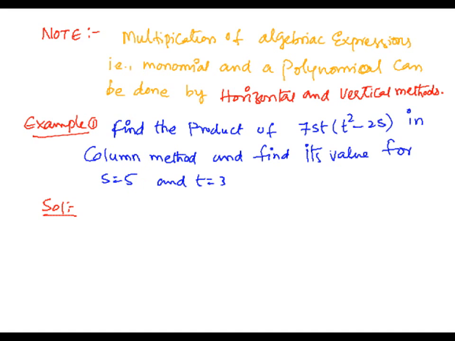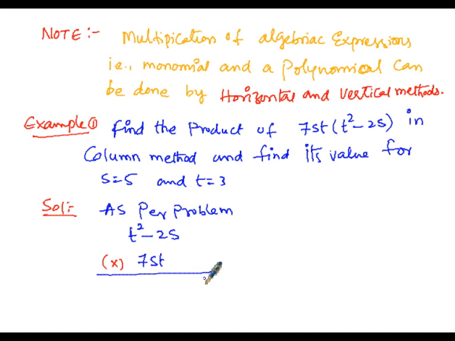Then now here, as per the problem, since we have to multiply 7st and t square minus 2s column-wise, let us first write the polynomial, that is t square minus 2s, in the first row. Then we have to multiply. Here the operation is multiplication, with the monomial, that is 7st. Here t square's coefficient is 1. First of all, let us multiply 7st with the first term, then later with the second term.